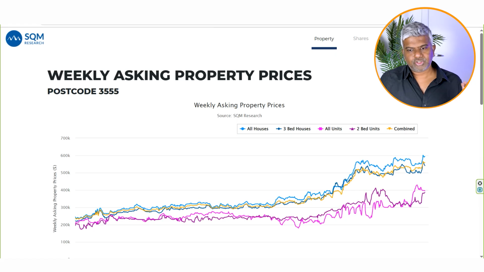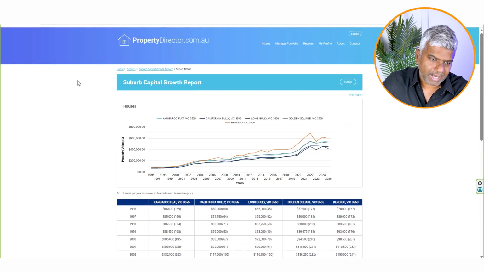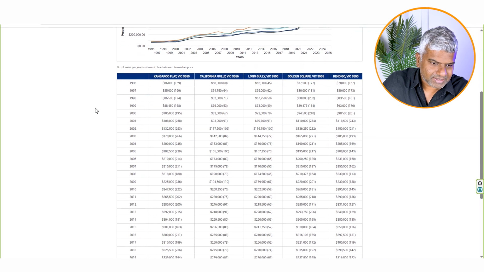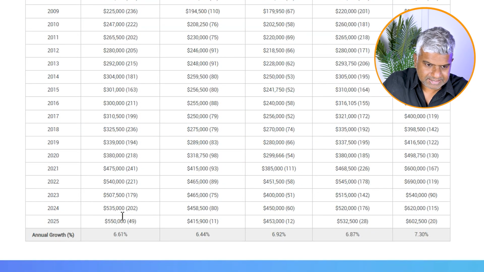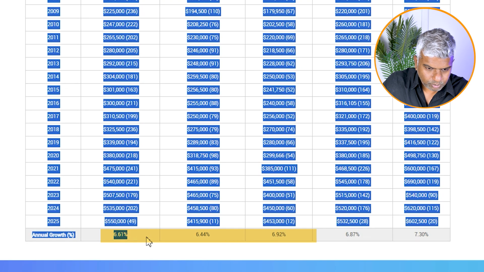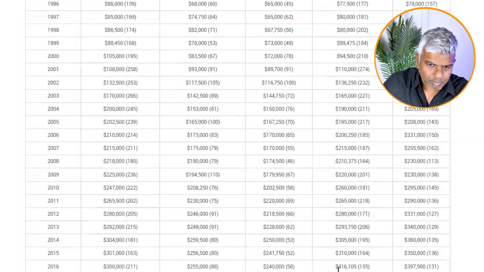So how do we know that it's good in the long term? So some few things that I could do to understand if Bendigo is going to be a market that could work in the long term. So over here, I've got this data from propertydirector.com. This is a paid subscription. It's around $40 to $50 per month. And I'm going to see the 30-year growth in the Bendigo market. So I've got some suburbs here: Kangaroo Flat, California Gully, Long Gully, and a couple of other suburbs. And I'm looking at their 30-year growth rates. So 6.61, 6.44, 6.92, 6.87, and 7.30.